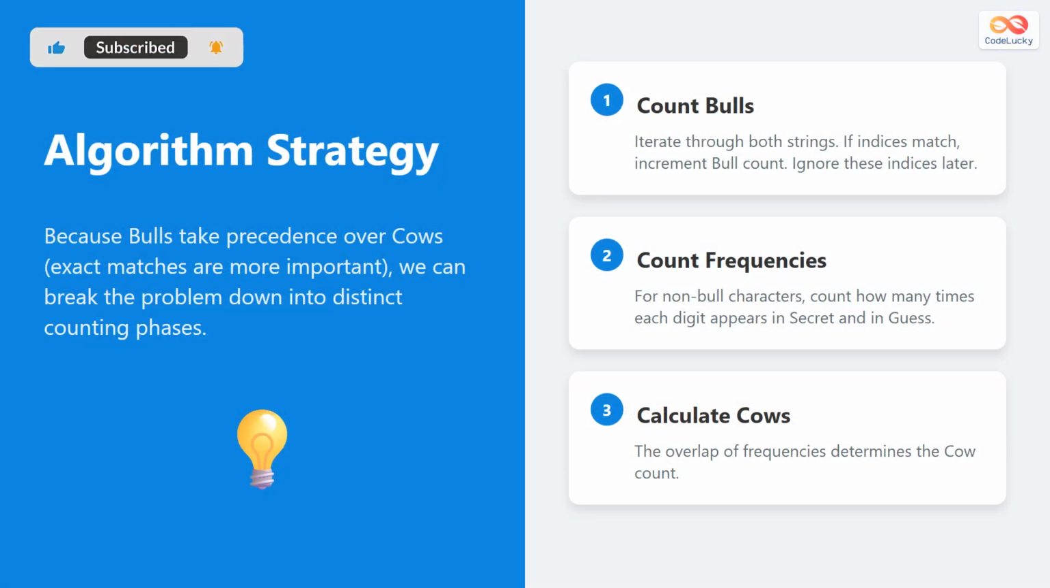To solve this efficiently, we should think in passes. Because a bull is a stronger match than a cow, we prioritize counting bulls first. We can split the logic: find the direct matches, then deal with the frequency of the remaining digits.